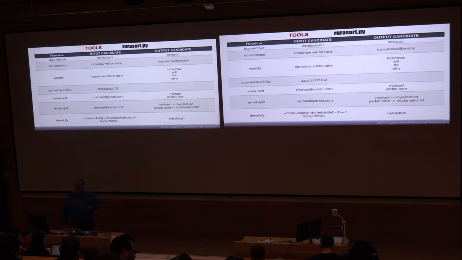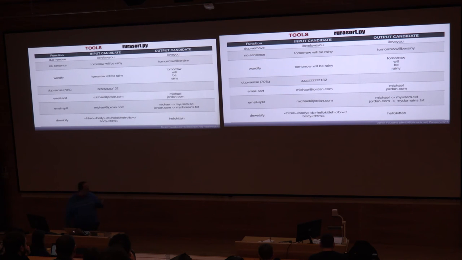Tomorrow will be rainy. If the input candidate was that with the wordify function, it would then return those separate words for you. This example I gave you with the dupe sense of 70%, so that word just would not be included in the output. Email sort with an email address would give you those two new words, or email split would put those into the particular files you specified.